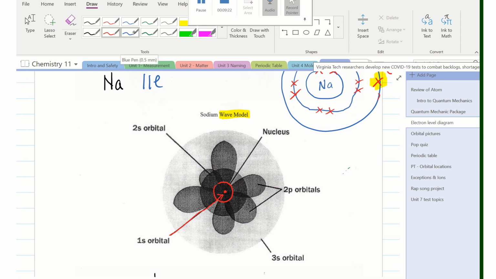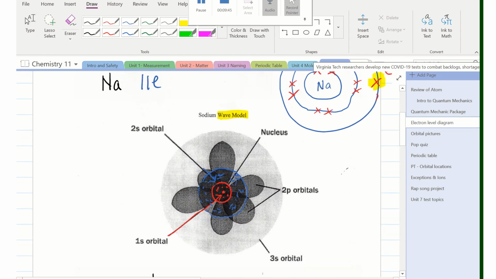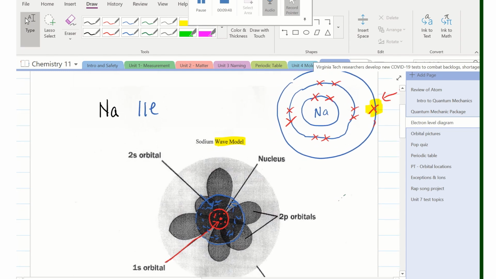And after the 1s will be the 2s. The 2s orbital, again, is not a ring. I'm just drawing different colors here, but that's the region of space. It's a spherical shape right outside of the 1s. So the blue color here is the 2s orbital, and they're overlapping. And then for sodium, we also need the p orbitals. We have the px, py, and pz, it doesn't matter where they're oriented. They're all overlapping and look like a little flower like this.